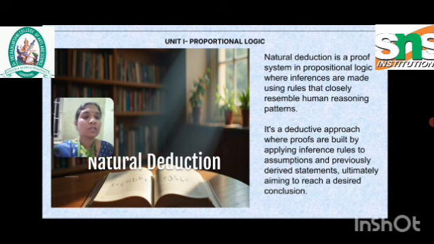The next one is natural deduction of propositional logic. Natural deduction is a proof system of propositional logic where the rules are designed for human reasoning patterns. In this approach we use inference rules on assumptions, and from that we derive the statements, aiming to reach the desired conclusion.